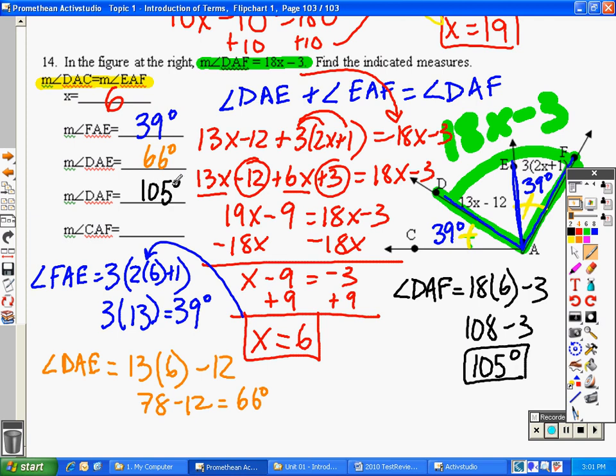All right, and then finally, they want us to find CAF. Well, CAF is the same thing as, look at this really quickly, CAF is equal to CAD plus DAF. And we already filled in that CAD was 39, and that DAF, we just found out, was 105. So what's 39 plus 105? That's 144 degrees.